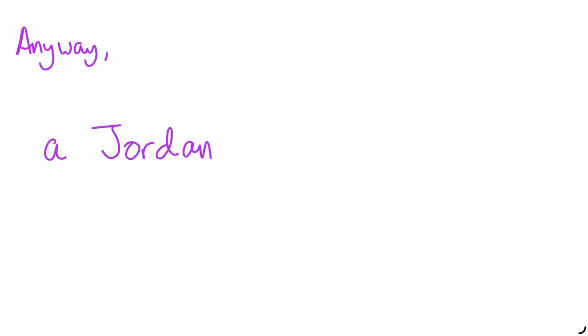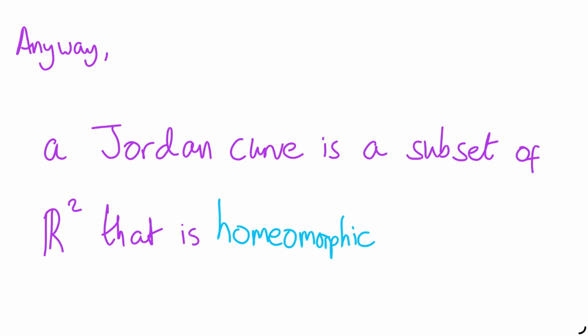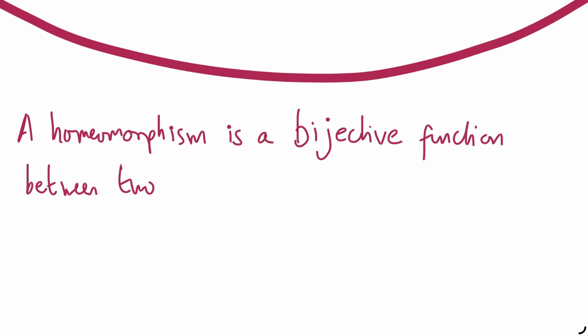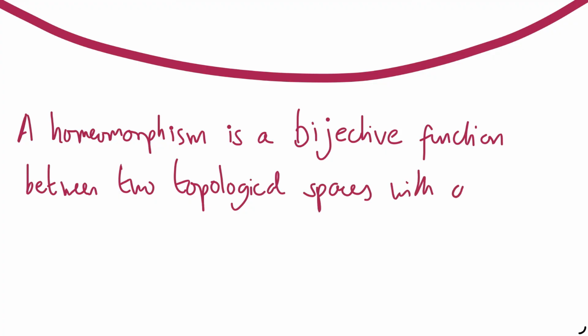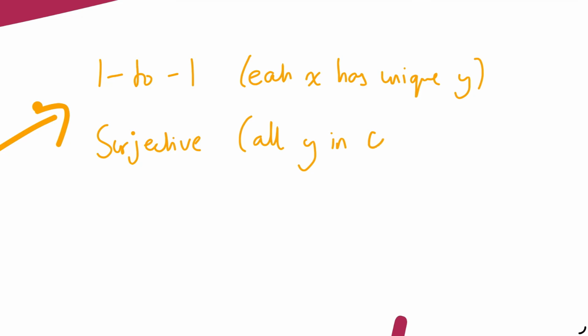A Jordan curve is a subset of R2, the 2D Cartesian plane, that is homeomorphic to S1. And now obviously the question is, what is a homeomorphism? Well, I'm glad you asked. A homeomorphism is a bijective function between two sets, or actually in our case, two topological spaces, which has a continuous inverse. If you're a little rusty, a bijection is a function that's both one-to-one and surjective, which means that each input has a unique output, and every output in the output space can be reached from some input.